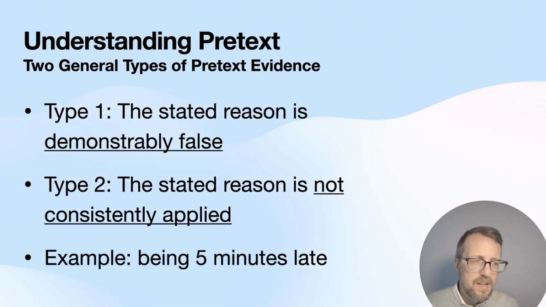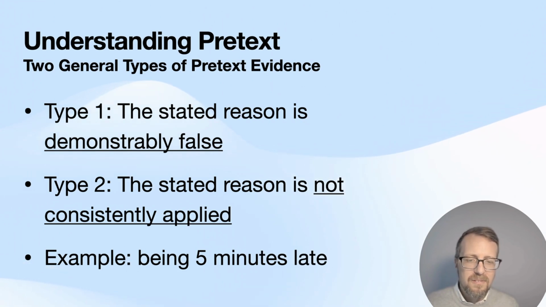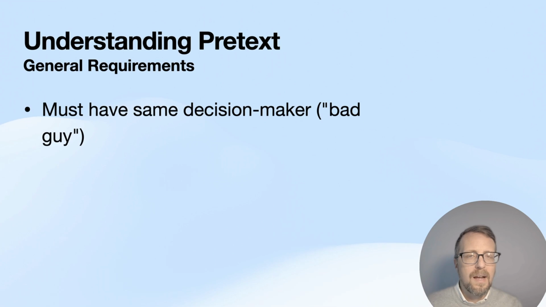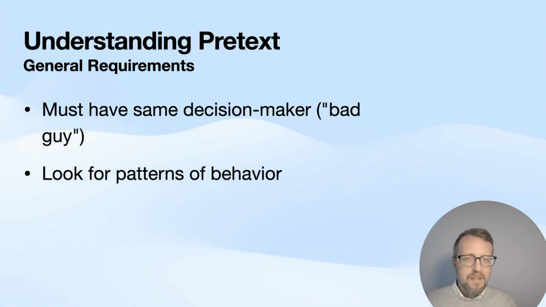And so I went through this example of being 5 minutes late and how these two general types interact with each other. Context matters. It really has to do with what the decision maker is thinking at the time. So as I discussed before, and I'll just point out again, the decision maker generally has to be the same. You can't compare different offices, different supervisors typically. We're looking for patterns of behavior. This is what really establishes the motive and the lack of alternative explanation.